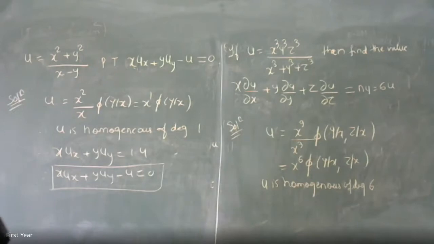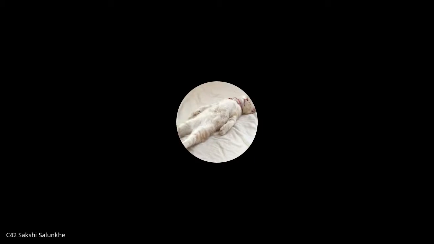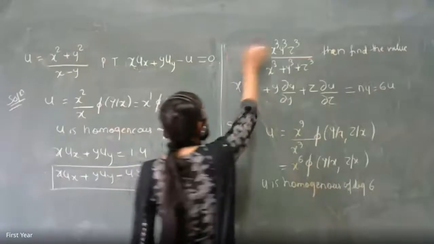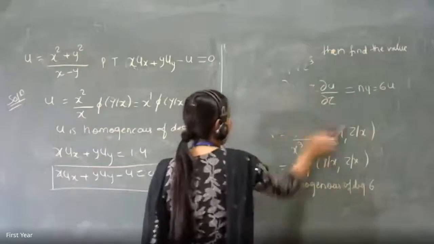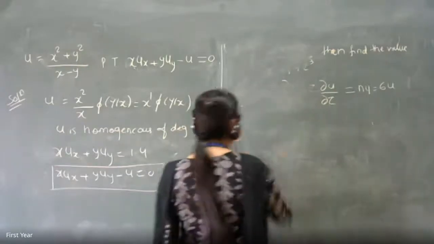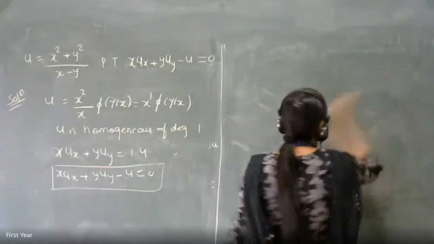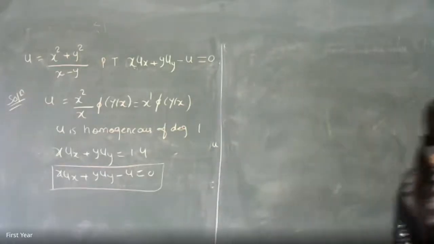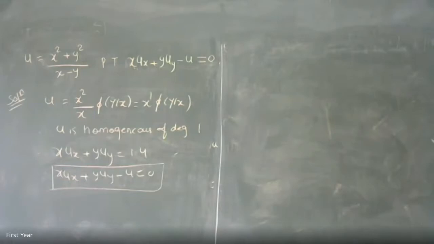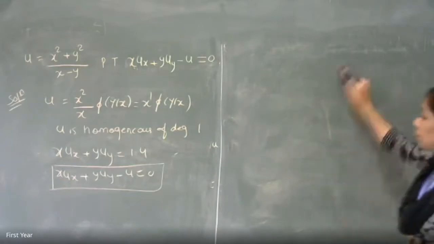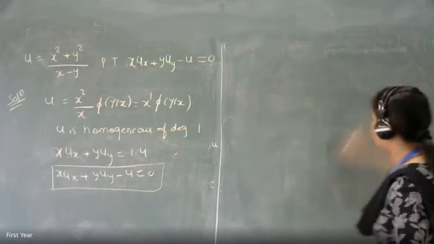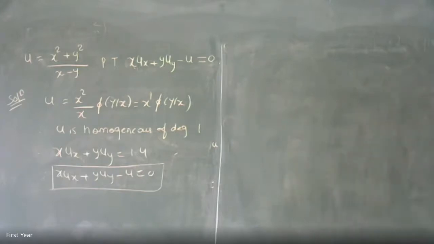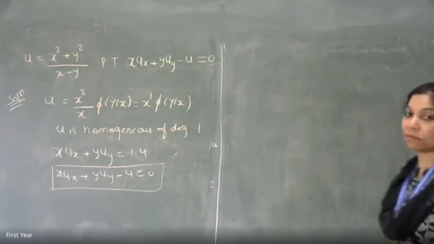As simple as that. Okay? Now let me give you one difficult question. Rather than difficult, a bit of logic we'll have to use. Just imagine if you didn't have Euler's theorem, then what would you have to do? You would have to find the derivatives, multiply by x, multiply by y, and get the answer, which would have become a bit lengthy. Because of Euler's theorem, the answer is within one step.